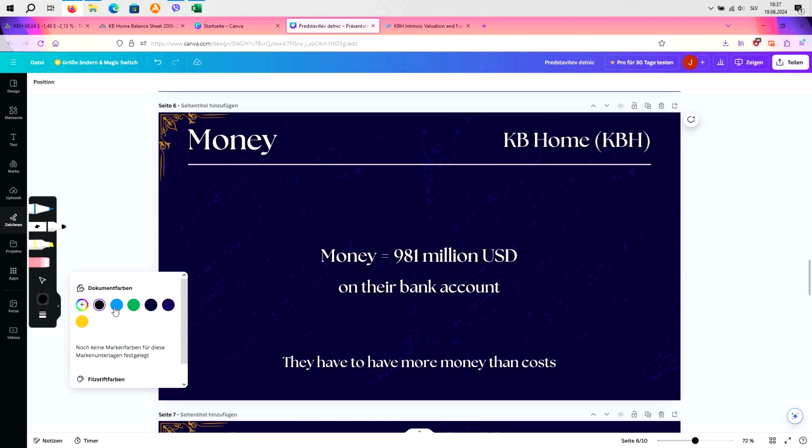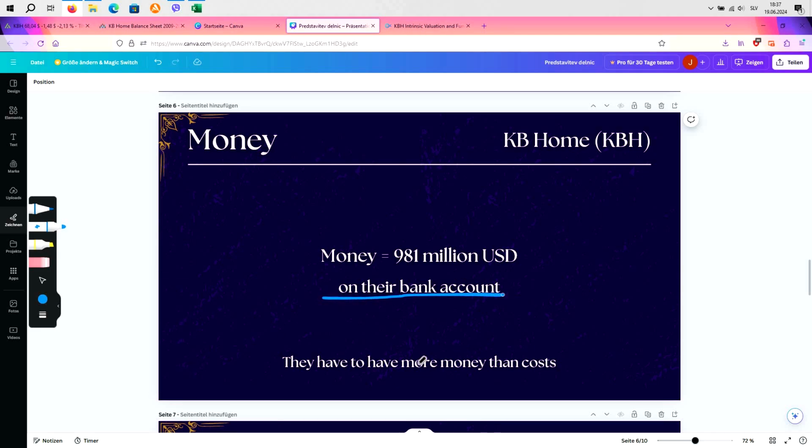Now we come to the money, and with the money, we have to actually consider the money on their bank account. Additionally, they have to have more money than costs. Now, what does that mean? If they have more money than costs, that means that the money on the bank account is in plus.